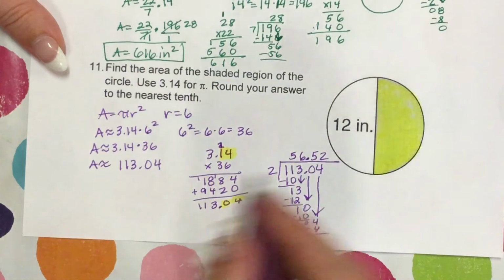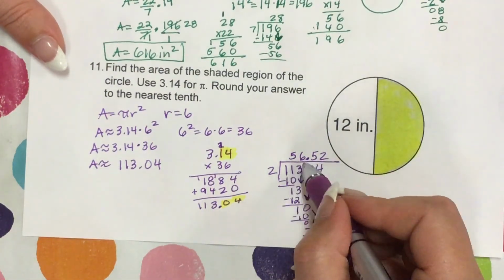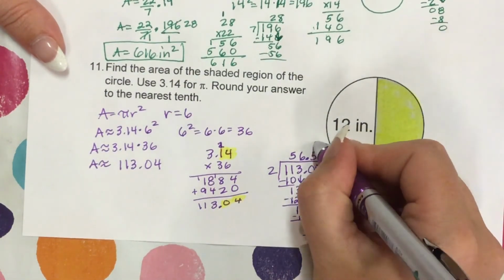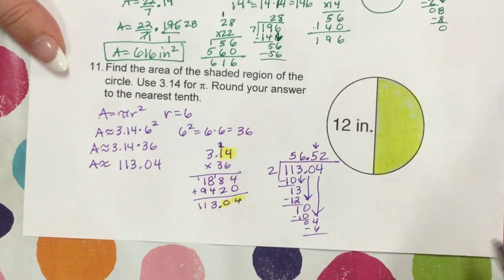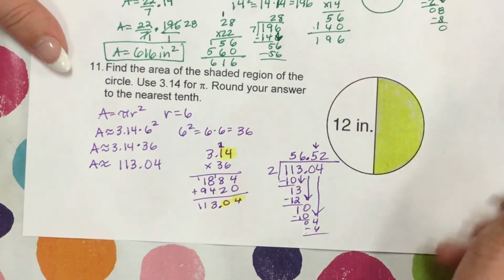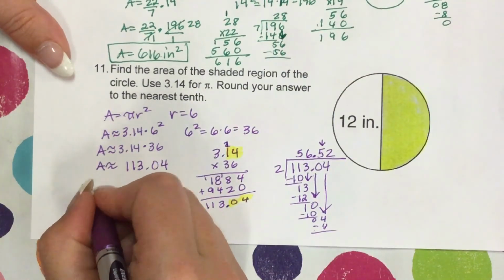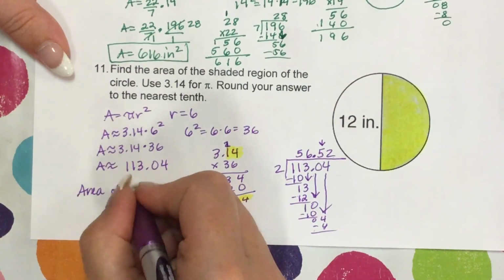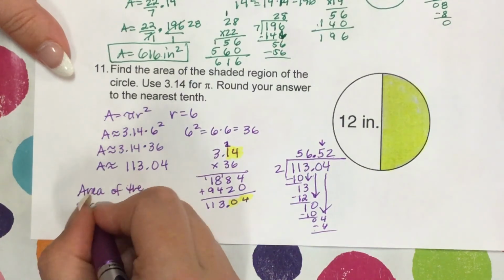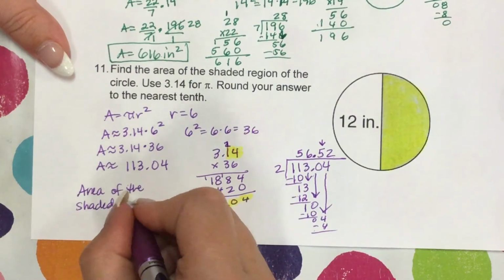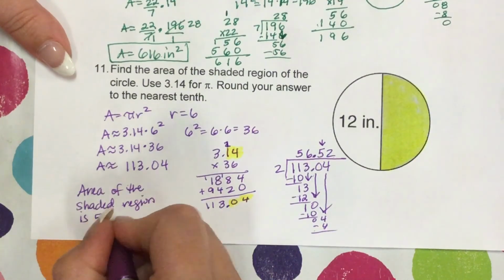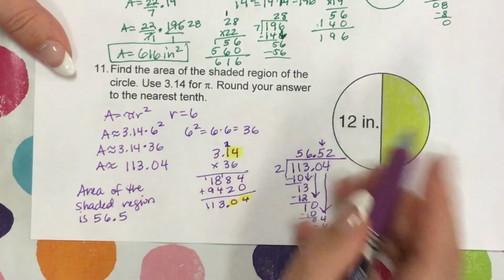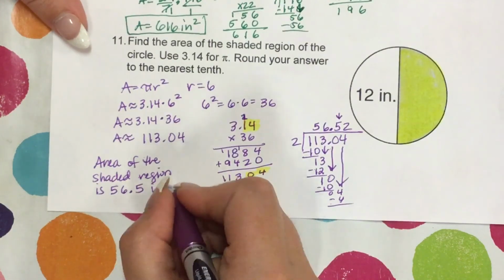So the area of the shaded region would be 56.52. This is the tenths place, so this 2 would have to be a 5 or above to round that up. And it doesn't, so our answer would be: the area of the shaded region is 56.5 inches squared.